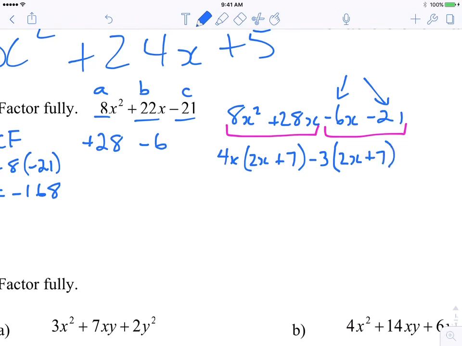In this case, now I have a positive 2x plus 7 in each bracket. If we took out a positive 3, we'd have opposite integers inside the brackets, and that would be a step you'd have to redo, because the point is that you get the same binomial within the brackets. And now we can simplify this further by saying we have 2x plus 7 being multiplied by 4x and by negative 3. And there we're done.